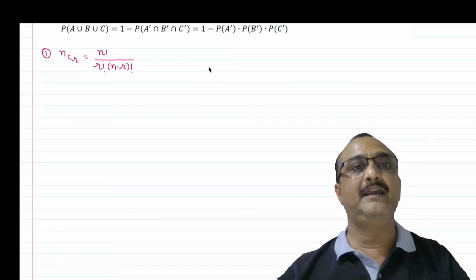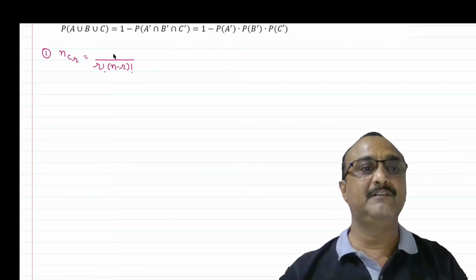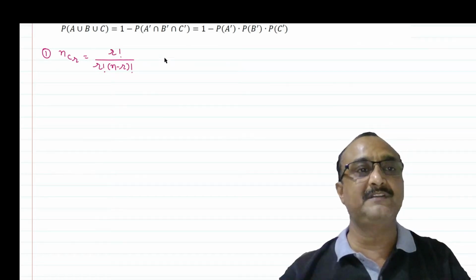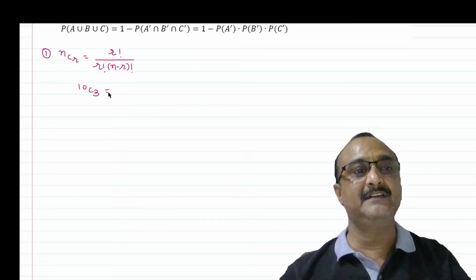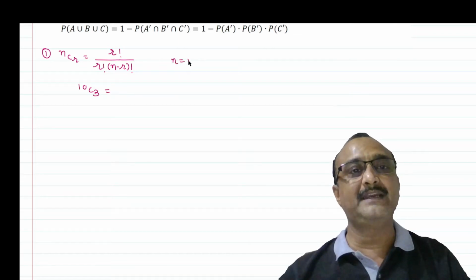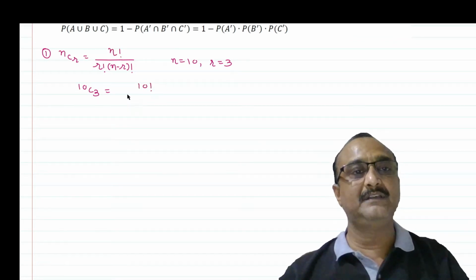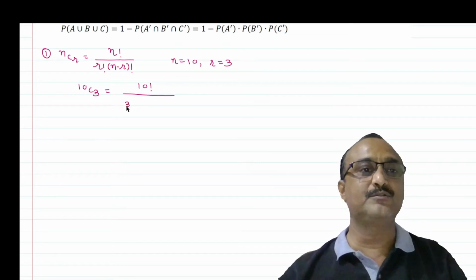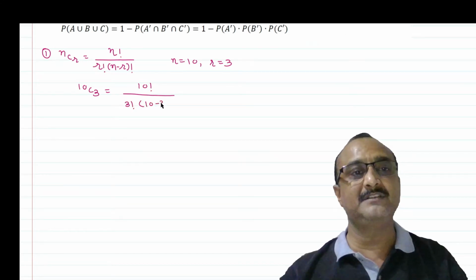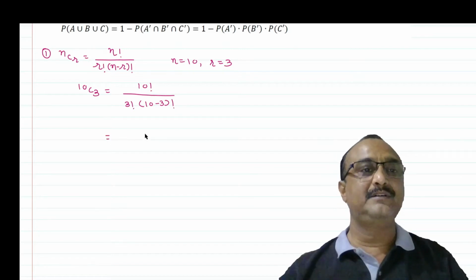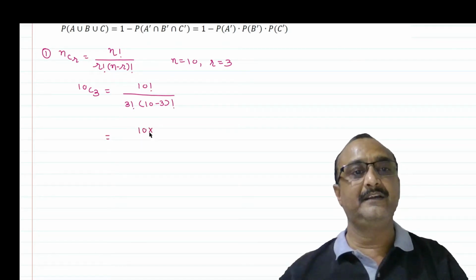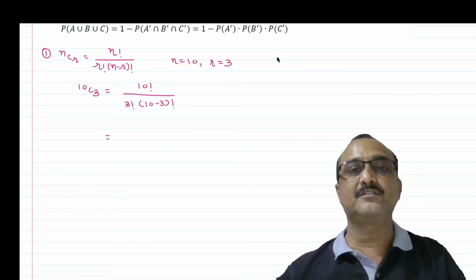Here n equals the total number of observations and r equals the number of observations we are selecting from n. If 10C3 is given, we take n equal to 10 and r equal to 3. So 10C3 equals n factorial, which means 10 factorial, divided by r factorial, which is 3 factorial, times n minus r factorial, which is 10 minus 3 factorial.